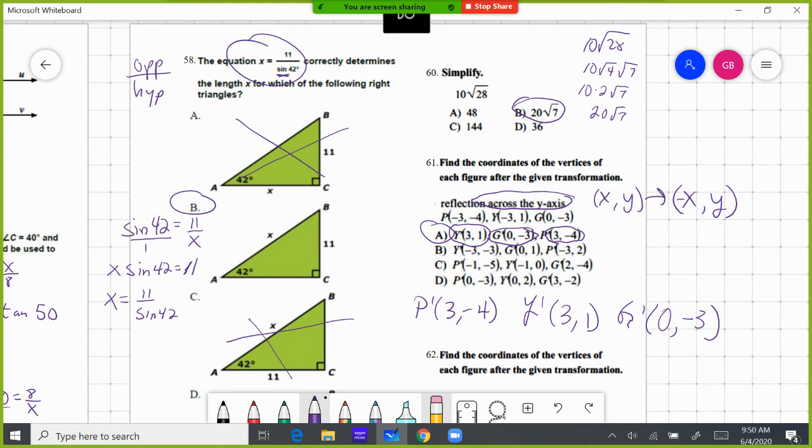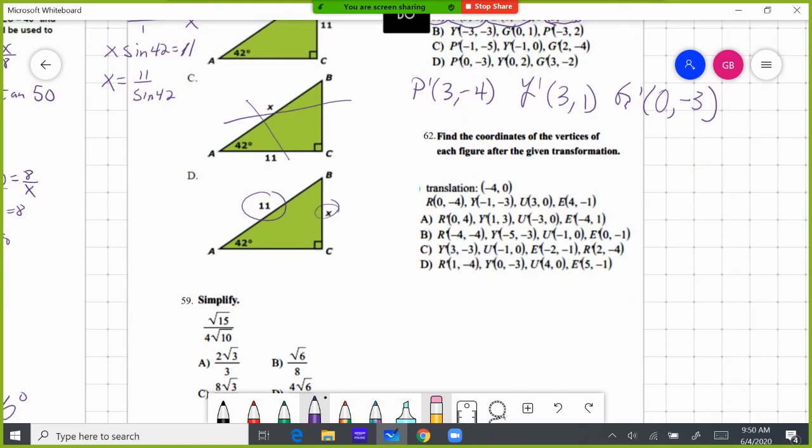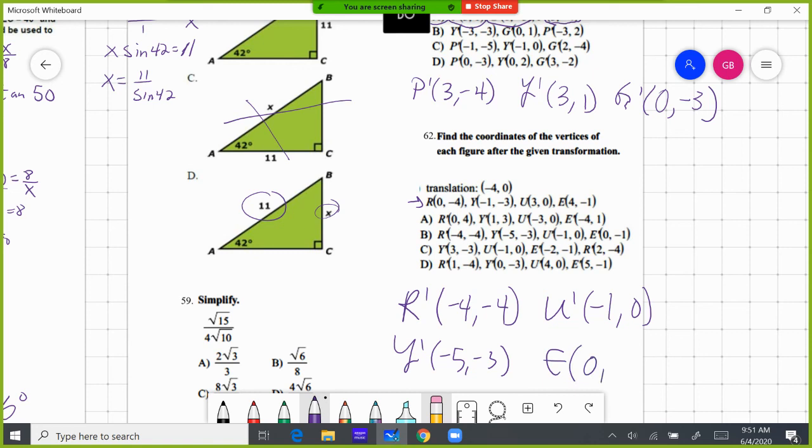And 62, find the coordinates of the vertices of each figure after the given transformation. A translation of -4, 0. So we're going to subtract 4 from the x value. So for r will be -4, -4. For y, -5, -3. For u, -1, 0. And for e, 0, -1. So the one that matches up for this one is B.